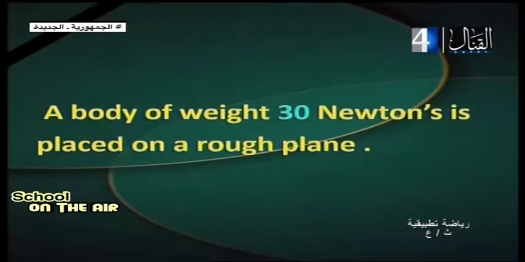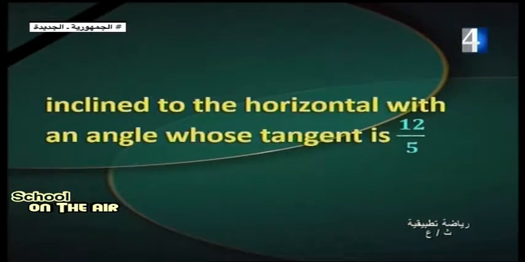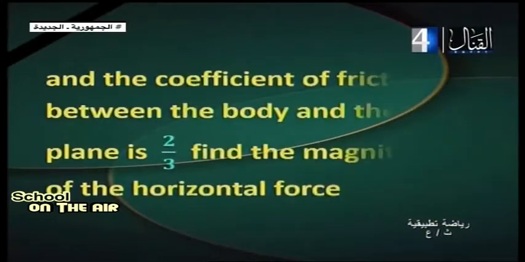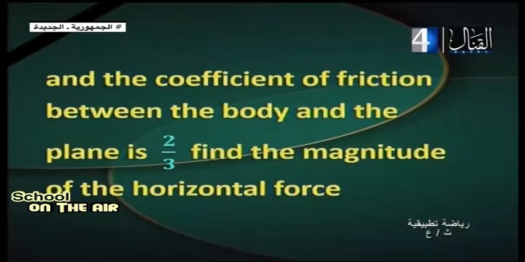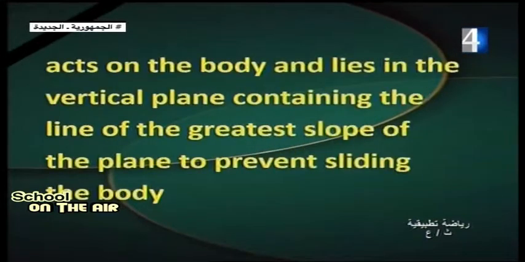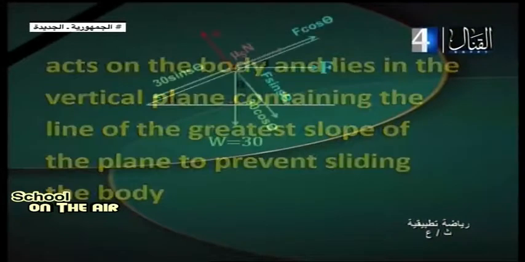Now we are translating to another example. A body of weight 30 newtons is placed on a rough plane inclined to the horizontal with an angle whose tangent is 12 over 5, and the coefficient of friction between the body and the plane is 2/3. Find the magnitude of the horizontal force which acts on the body and lies in the vertical plane containing the line of greatest slope of the plane to prevent the body from sliding.